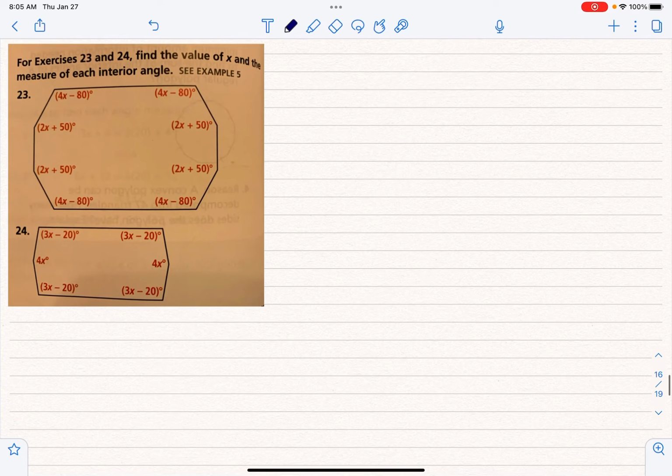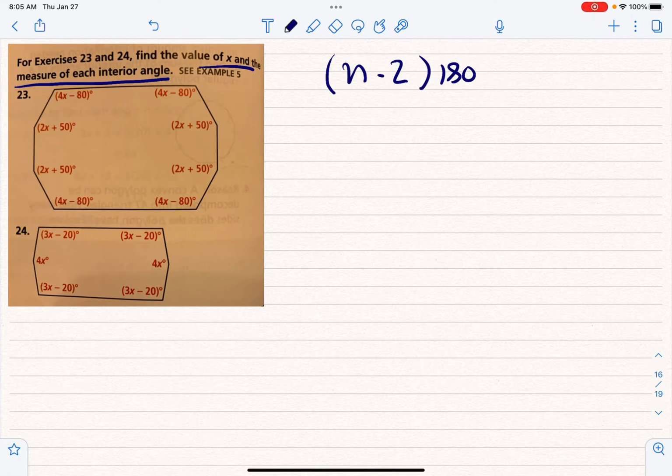Okay, let's take a look at 23 and 24. These problems are virtually identical. For both of them, we have to find the value of x, and then we want to find the measure of each angle. These are all interior angles. So with interior angles, we're using n minus 2 times 180, and that gives us the sum. We're going to have to add up that whole mess, set it equal to that, and figure out what x is and what the angles are.